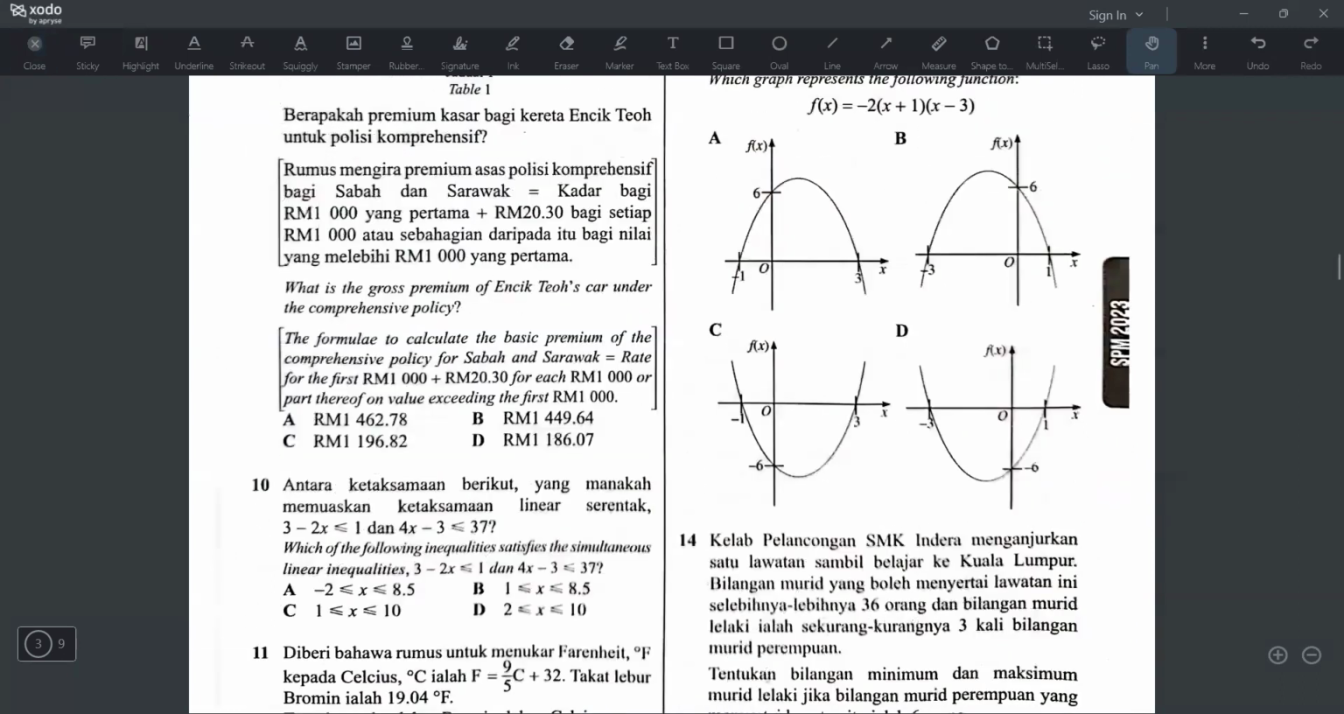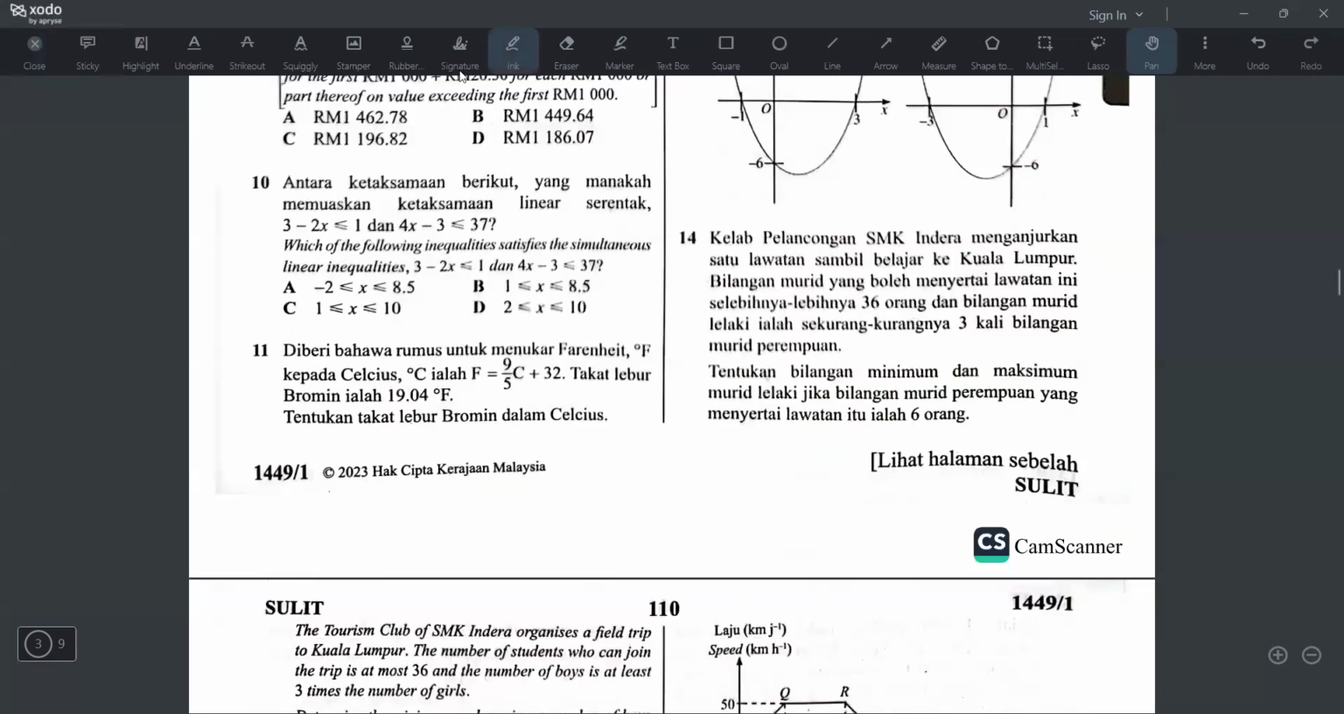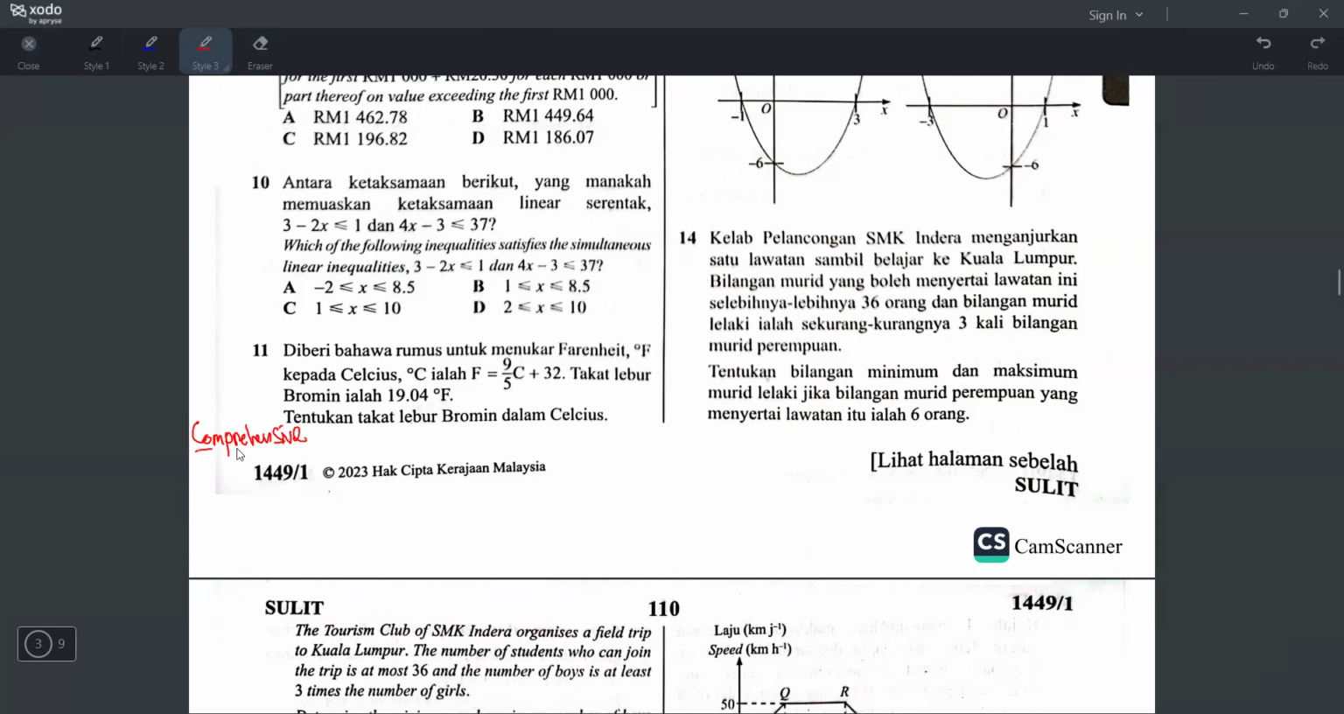Okay, I think I'll just write it. Okay lah, I tulis sini lah. I tulis bawah sini. Okay, so for comprehensive policy, I'll write using red color. So for comprehensive policy, how do you calculate the basic premium? Basic premium means premium asas. So first you have to tengok motor tarif. But the motor tarif will only give you the rate for first 1,000 ringgit.